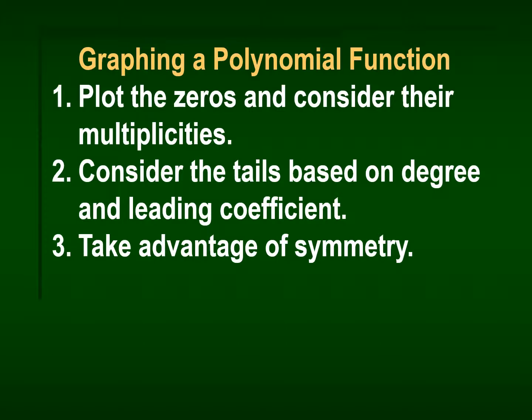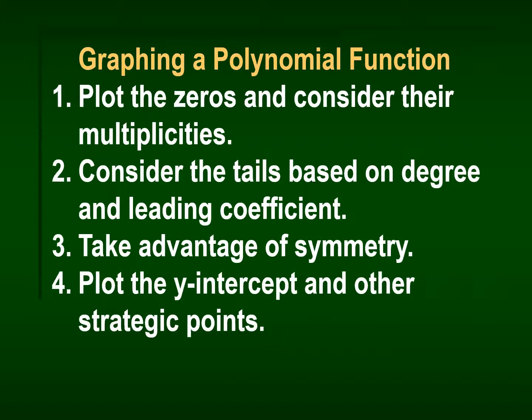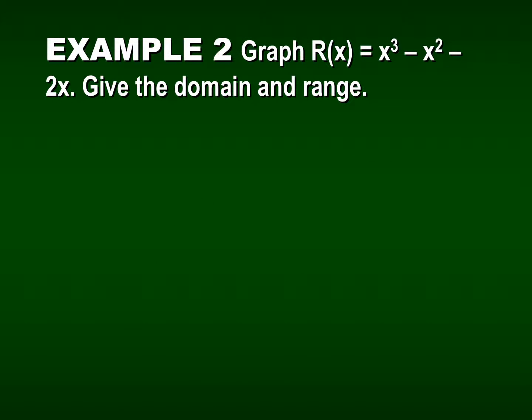If you have an even degree, you're going to have symmetry across the axis of symmetry. If you have an odd, you're going to have point symmetry. After that, you're going to plot the y-intercept and any other strategic points that we know of, and then we'll sketch the curve. So let's graph x cubed minus x squared minus 2x and give the domain and range.